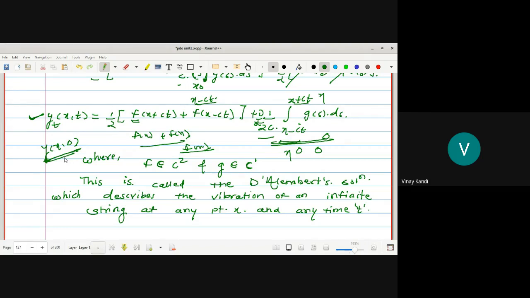Okay. So in the next lecture, we will see the vibration of a semi-infinite string, that is, one end is fixed and the other is not fixed. Okay. Wait a minute. Any doubt up to here? If you have any doubts, you can ask.